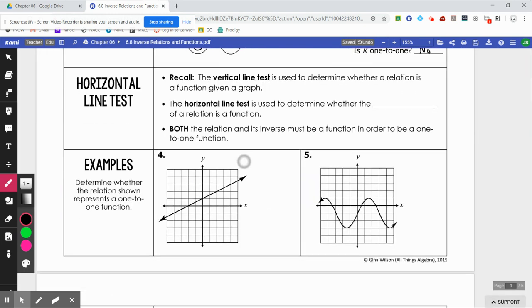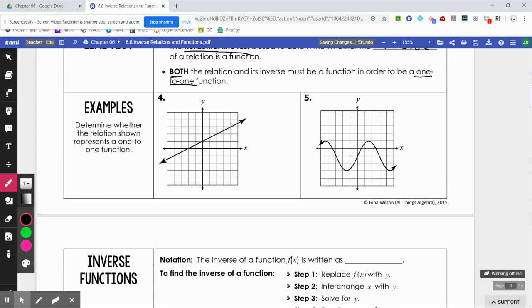Horizontal line test. Now let's recall that the vertical line test is used to determine if a relation is a function. It tells me, are there any x values that are paired with more than one y value? So this would not be a function, because if you hit a vertical line through more than one point, it's not a function. The horizontal line test now is used to determine whether the inverse would be a function as well. Both the relation and its inverse must be a function in order, again, to be one-to-one. So it would have to pass the vertical and it would have to pass the horizontal in order to be one-to-one. Let's work some examples.